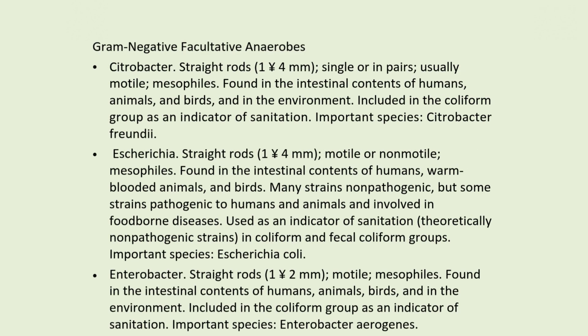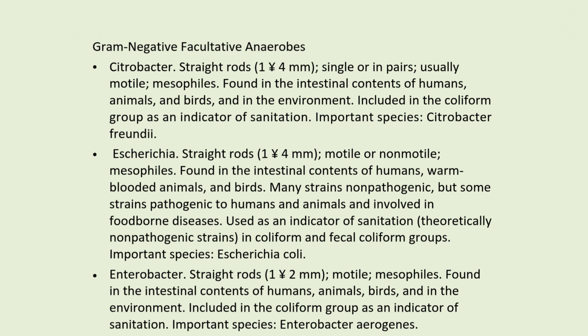Now let's look at gram-negative facultative anaerobes. First is Citrobacter. These are straight rods that occur single or in pairs and are usually motile. They are mesophiles found in the intestinal contents of humans, animals, and birds, and in the environment. They are included in the coliform group as an indicator of sanitation. An important species is Citrobacter freundii.